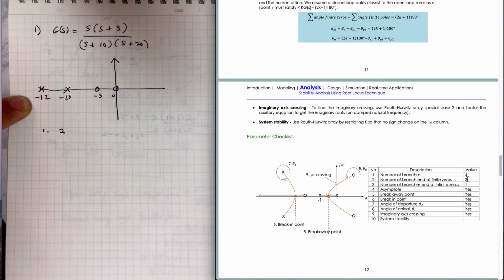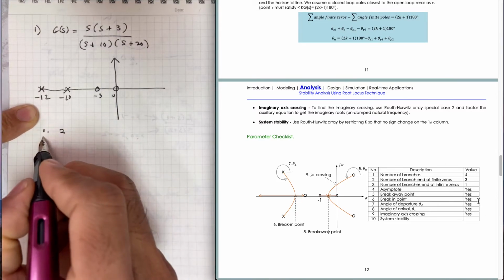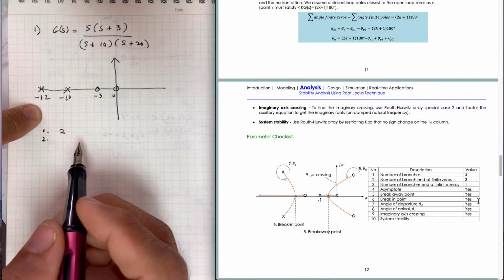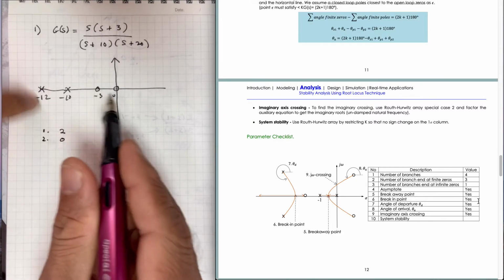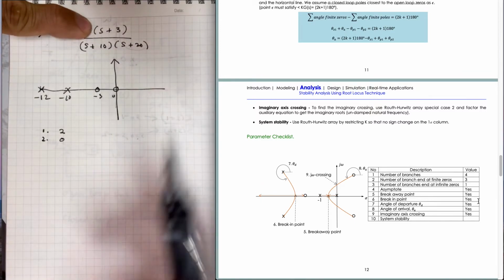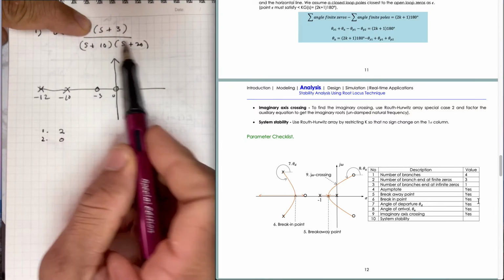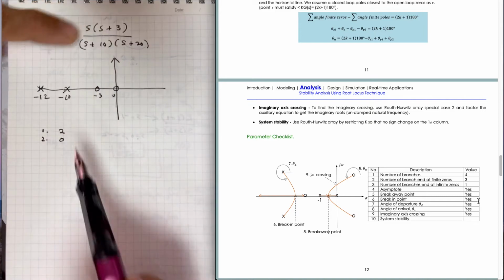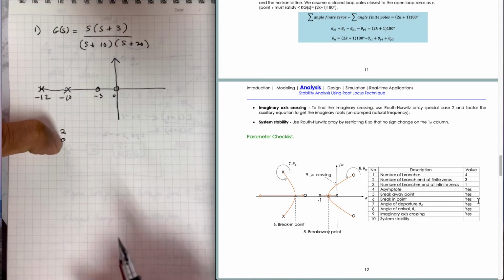Number of branches is counted based on the number of poles. Number of branches at infinite zeros: there's no infinite zero, right? There's a complete pair. So unless we have one system like that, we have 2 poles and 1 zero. That means we have 1 branch at infinite zero.